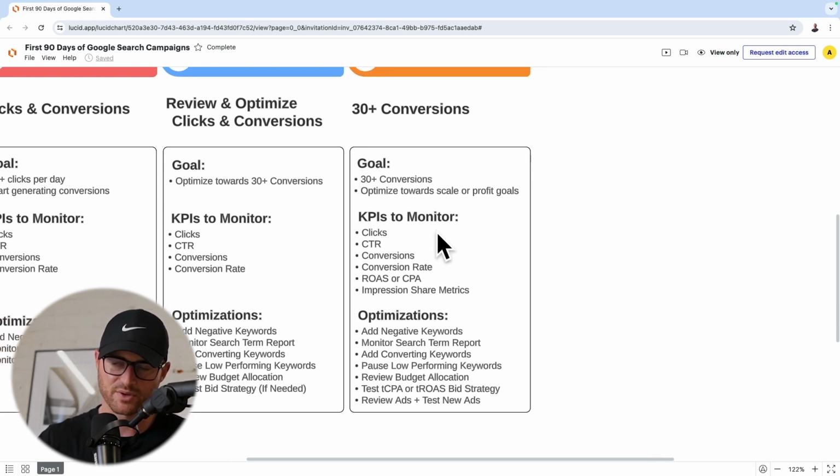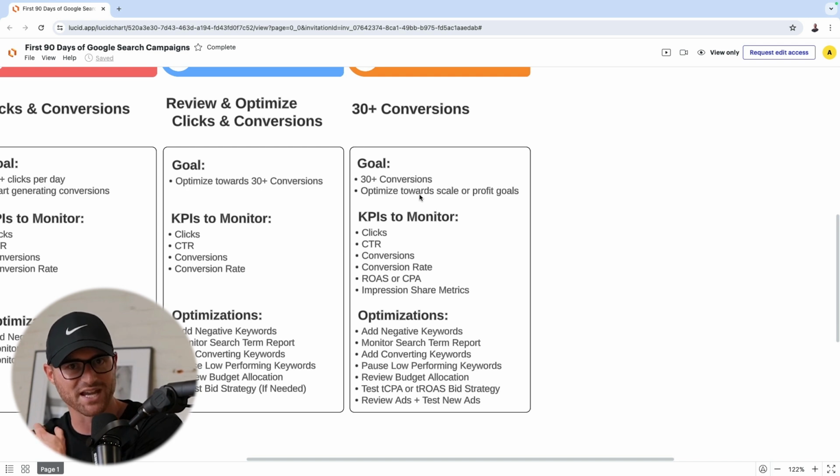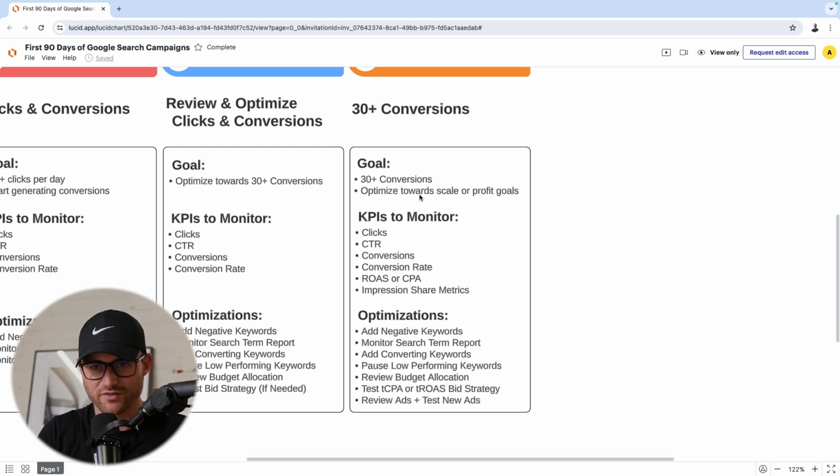If you're not at 30 plus conversions yet because there's some other optimizations and cleanup that you had to do in month 1 and month 2, fine. That's now month 4, month 5, month 6 potentially. So not all of this is going to fall into a 90-day time frame. So don't freak out about that. But in the ideal 90-day time frame, by month 3, I am at 30 plus conversions, and now I'm optimizing towards scale or profit goals.